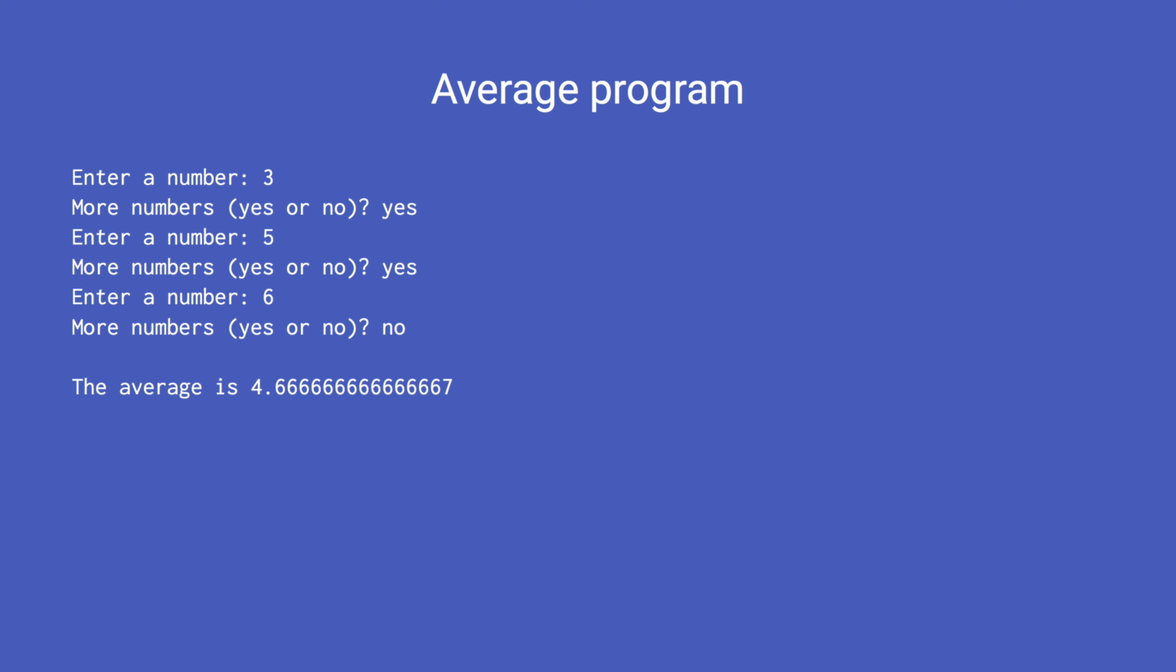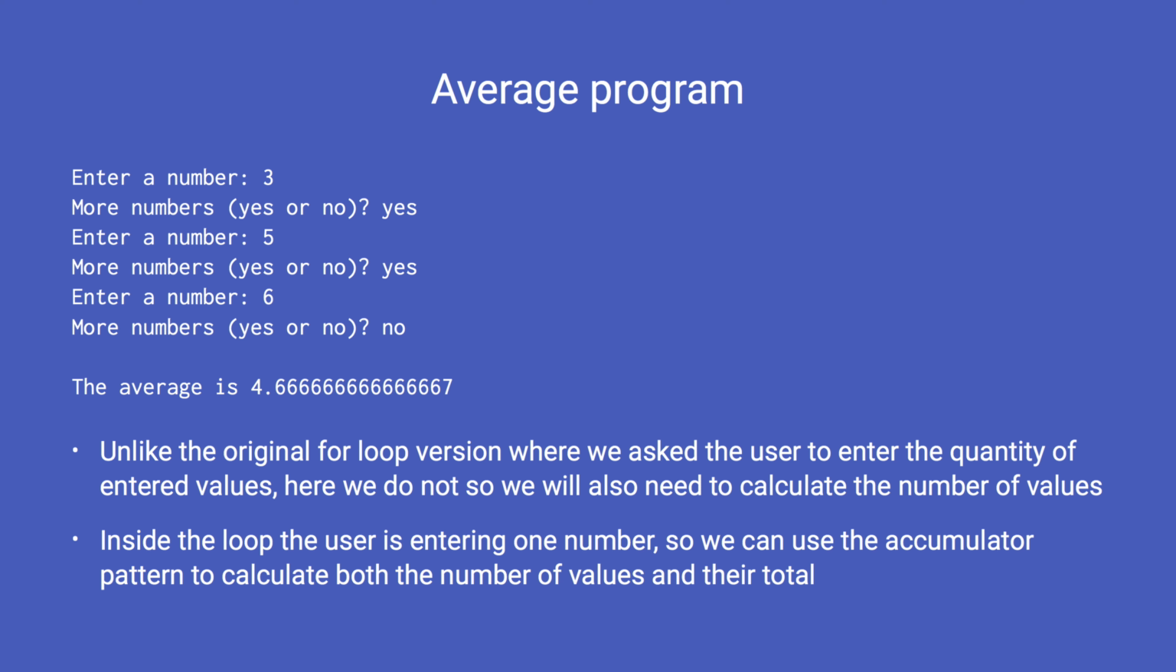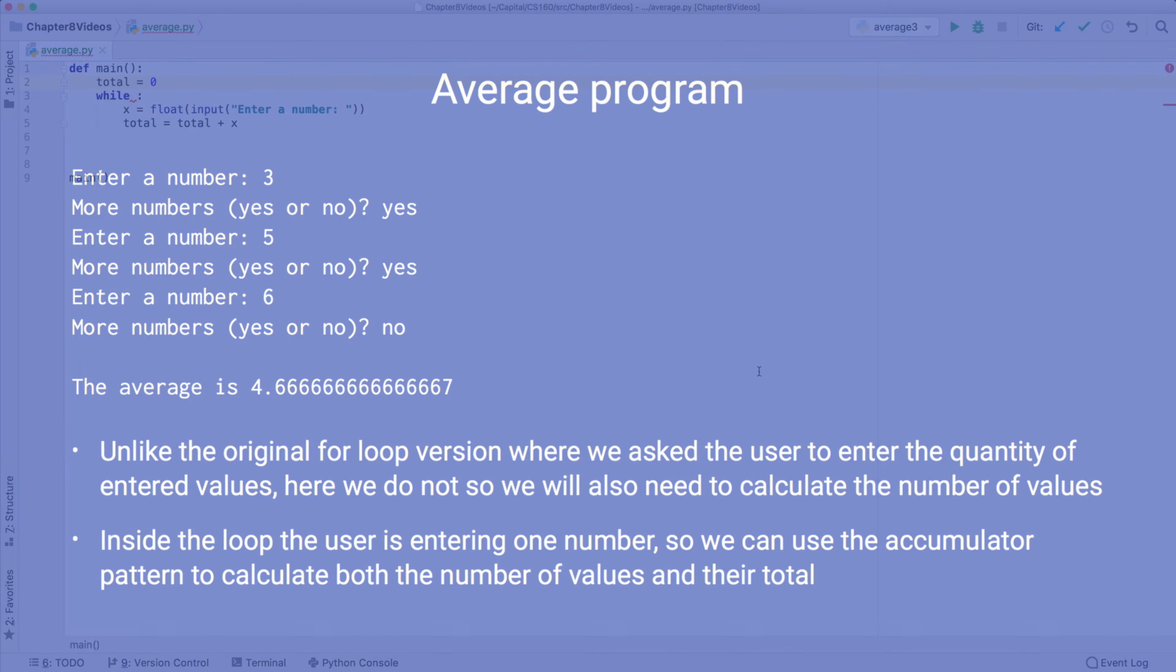Here is a sample that shows what we want the program to do. We'll start with a version that asks the user to enter a number and then asks if they have more numbers. Once they say no, it outputs the average. Unlike the original for loop version, where we ask the user to enter the quantity of entered values, here we do not, so we will also need to calculate the number of values. Inside the loop, the user is entering one number, so we can use the accumulator pattern to calculate both the number of values and their total.